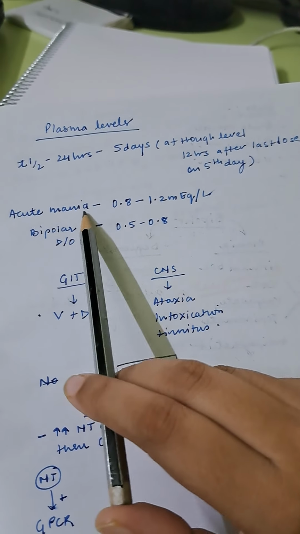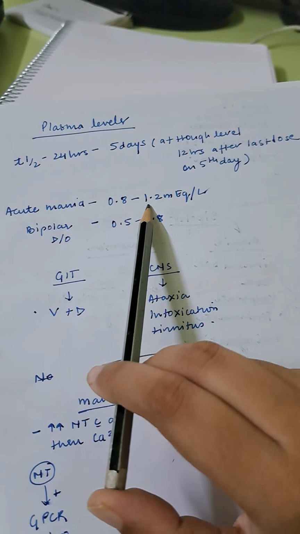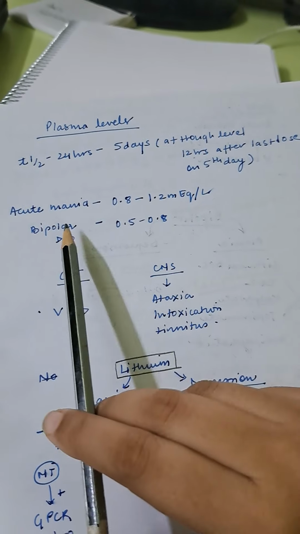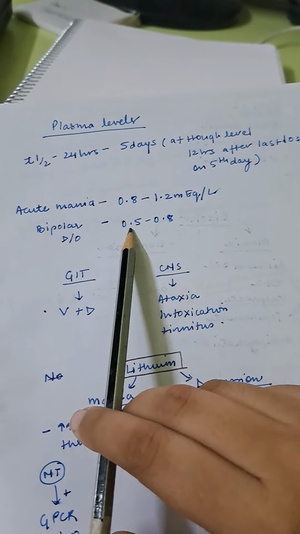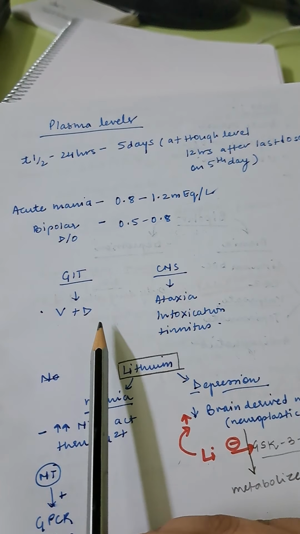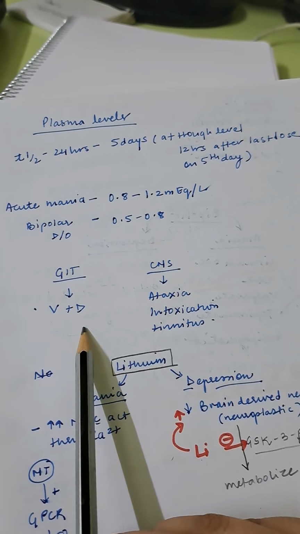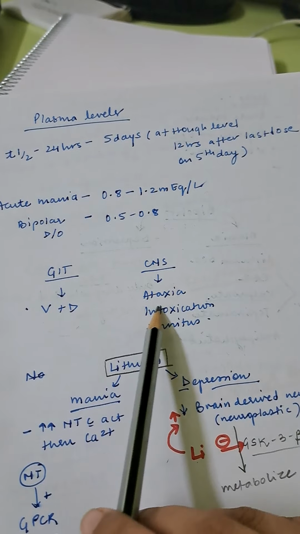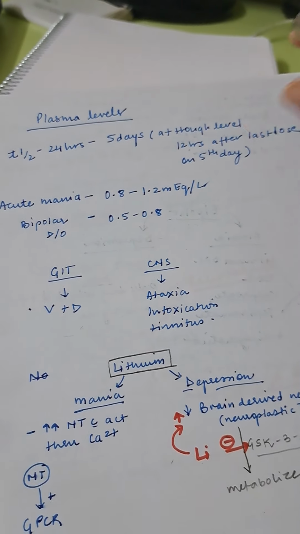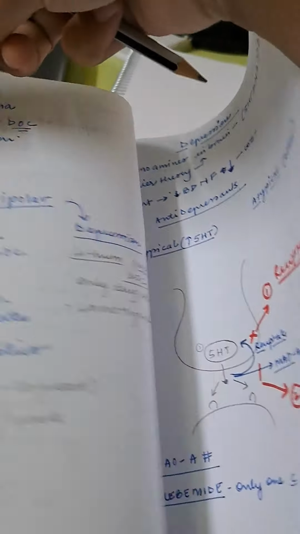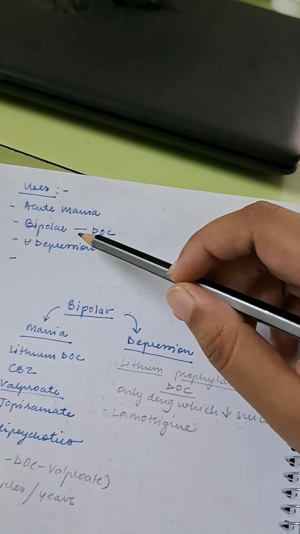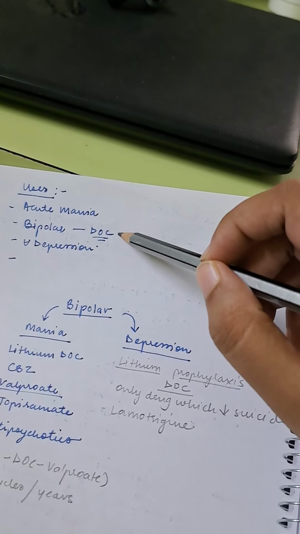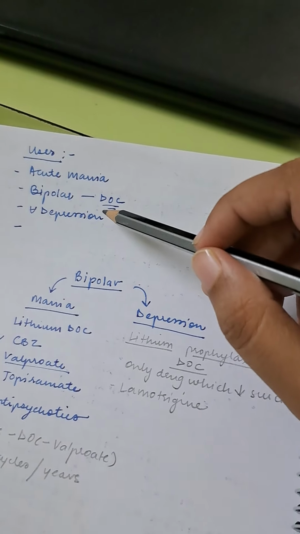So acute mania, 0.8 to 1.2 milliequivalent per liter. Bipolar disorder, 0.5 to 0.8. GIT, vomiting and diarrhea. CNS will cause ataxia, intoxication, and tinnitus. So it can be used eventually for acute mania, bipolar disorder, which is a drug of choice, and depression.